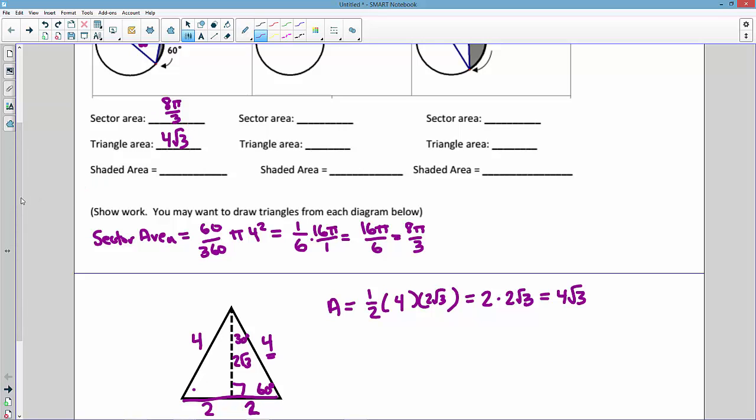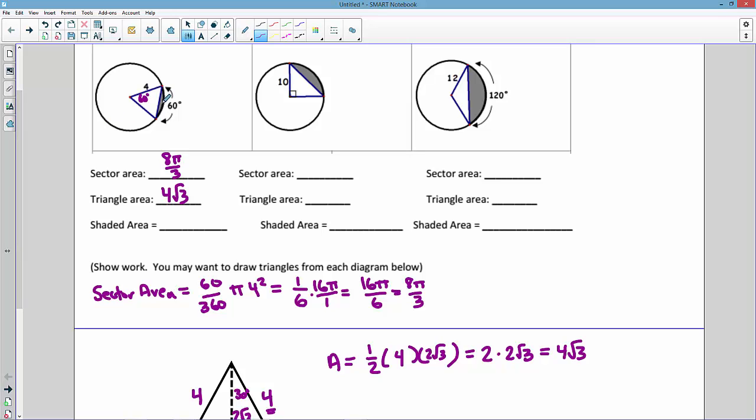So very simple, as we went over yesterday, to find this shaded region, which I nicknamed the pizza crust. It's the sector minus the triangle. So all we can really do is 8 pi over 3 minus 4 radical 3. Now you can get a common denominator here, and you can put this over 3, so it'd be 12 over 3. And make it a single fraction, and that's actually more preferable of a method, but I'm just going to stop here.